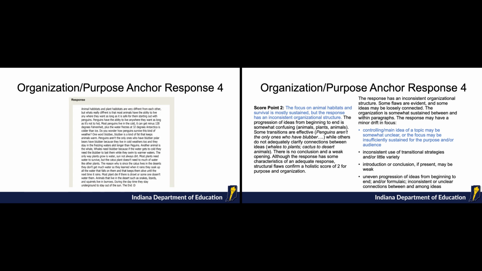This is another grade 4 anchor for a response receiving a 2 in organization and purpose. This annotation addresses the first bullet point but notes that the focus on animal habitats and survival is mostly sustained, which is more typical of a higher score point. However, it goes on to say that the response overall has an inconsistent organizational structure and that this inconsistency contributes to a holistic score of 2 for purpose and organization.